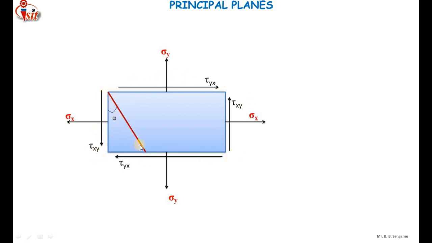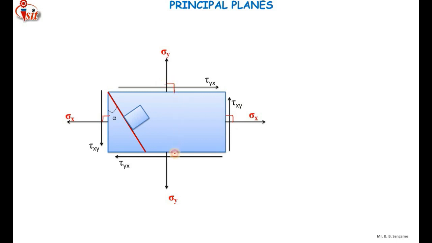I have drawn here one line which is inclined at an angle of alpha. On this line I am going to draw an element having the orientation along the plane. As we have seen, sigma x and sigma y are both perpendicular or normal to these sides. Let me show you: sigma x is perpendicular to the vertical side, and sigma y is perpendicular to the horizontal side of the element.